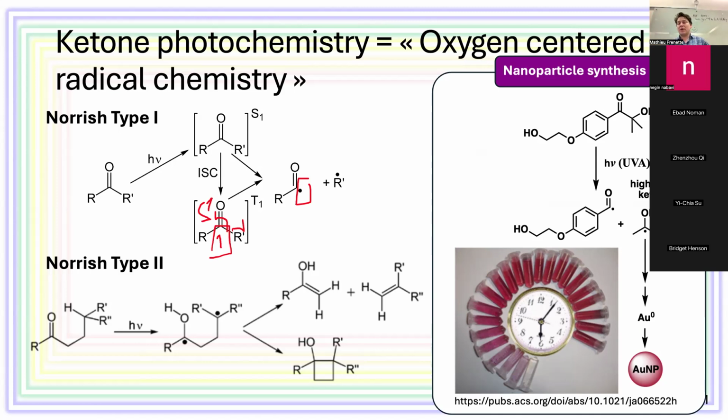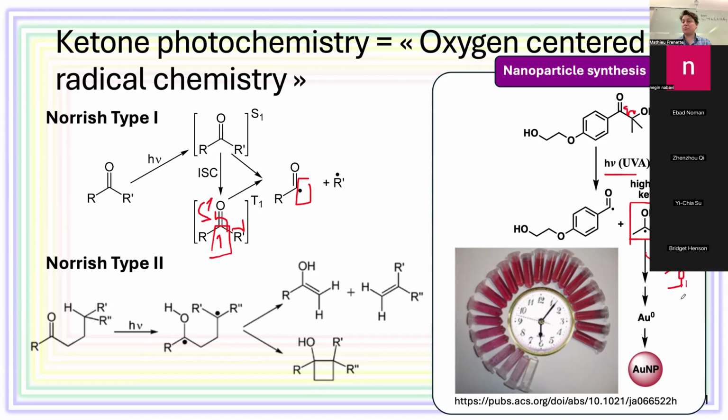It also is useful for nanoparticle synthesis. If you excite this molecule here, this is a photoinitiator from Ciba. That excited state will cleave by Norrish type 1. And it gives a keto radical. A keto radical is like a caged electron, right? That ketone is basically acetone and a proton and an electron. So it wants to be acetone.